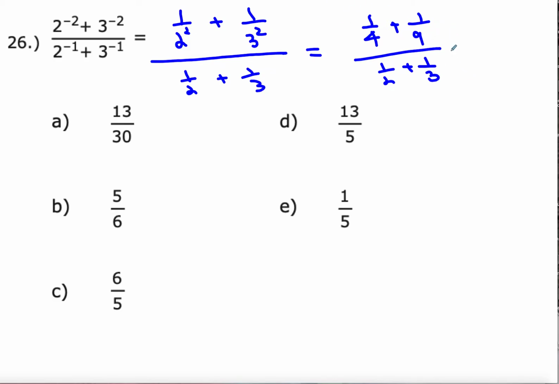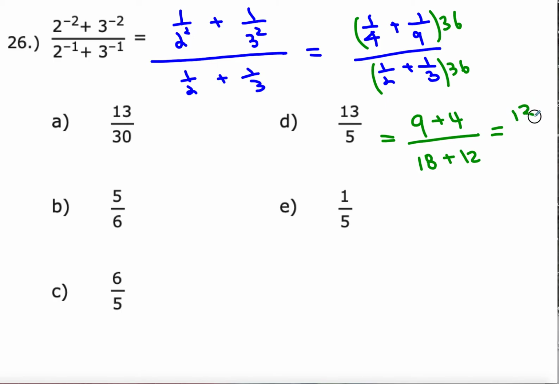You're going to multiply top and bottom by the common denominator, which is 36. So let's do that here: 36, 36. Then 1/4 of 36 becomes 9. 1/9 of 36 becomes 4, over 18 plus 12. Then I get 13 over 30. So 13 over 30 becomes my final answer, which is choice A.